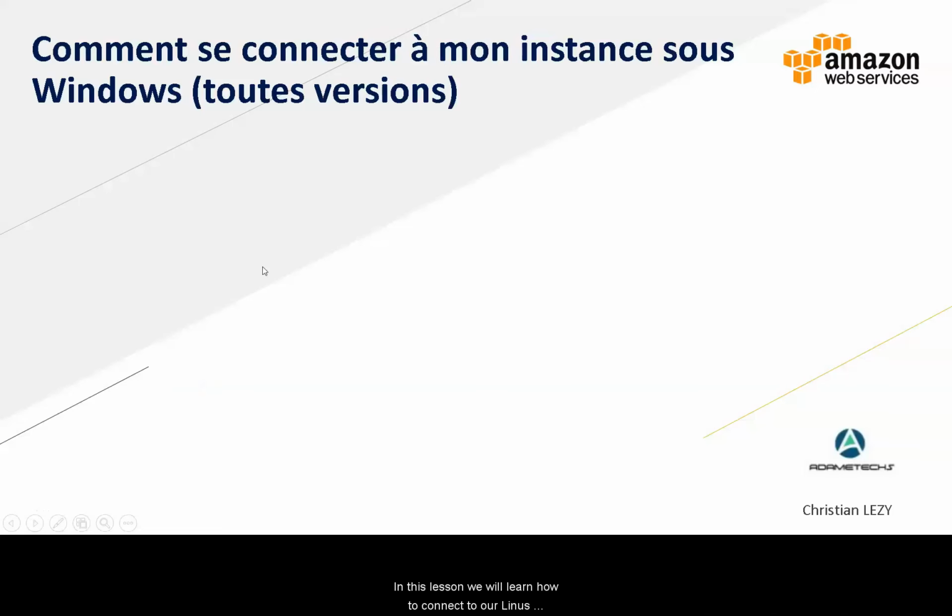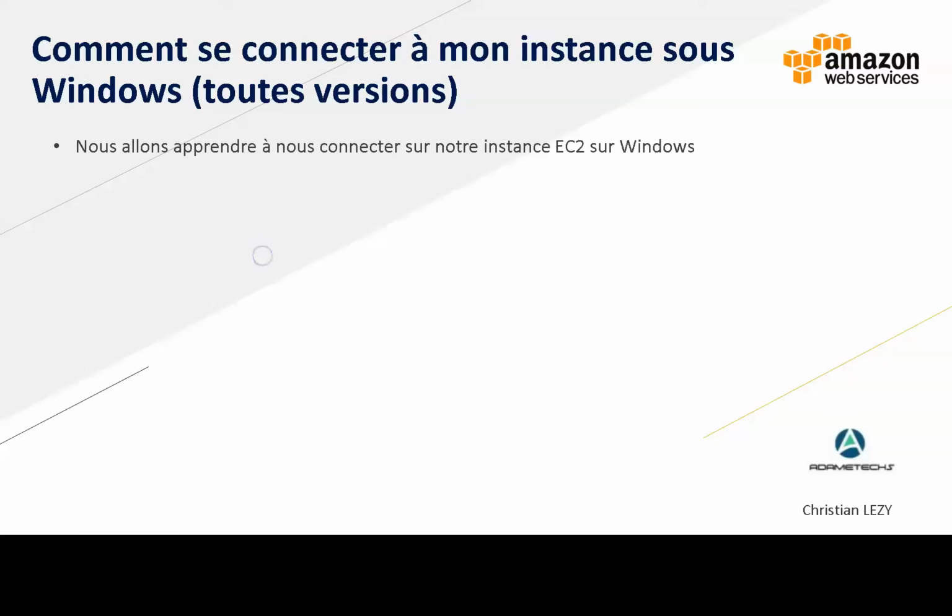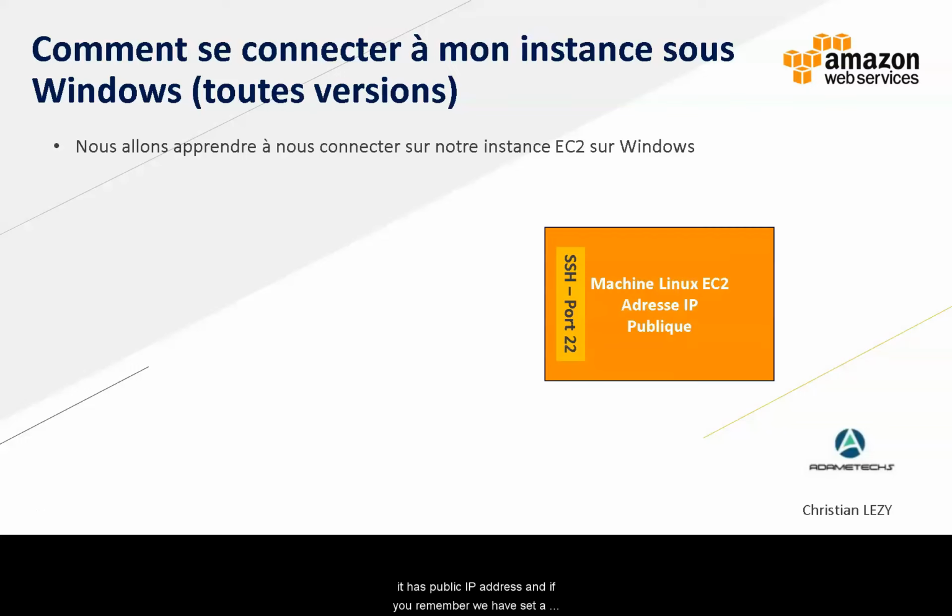In this lesson, we'll learn how to connect to our Linux instance from a Windows software while using SSH. Our Linux EC2 machine runs on AWS. It has a public IP address, and if you remember, we have set a security group that allows us to communicate with this machine from the port 22.